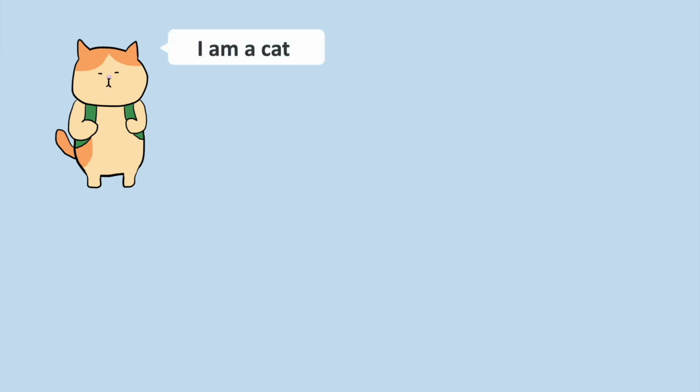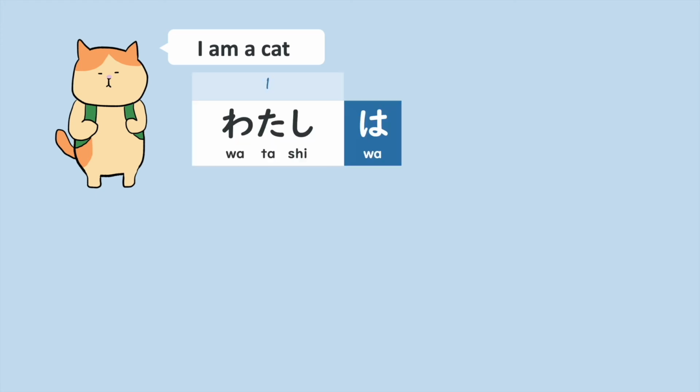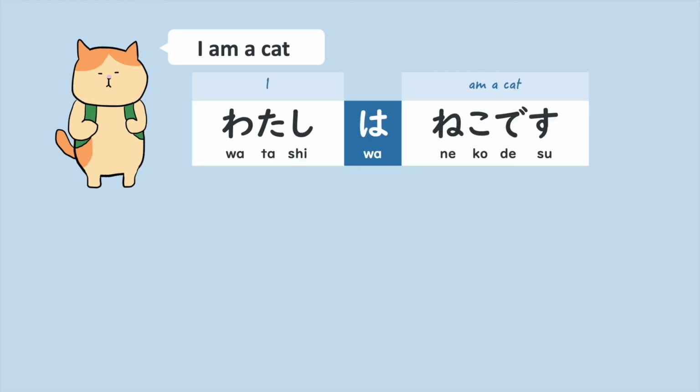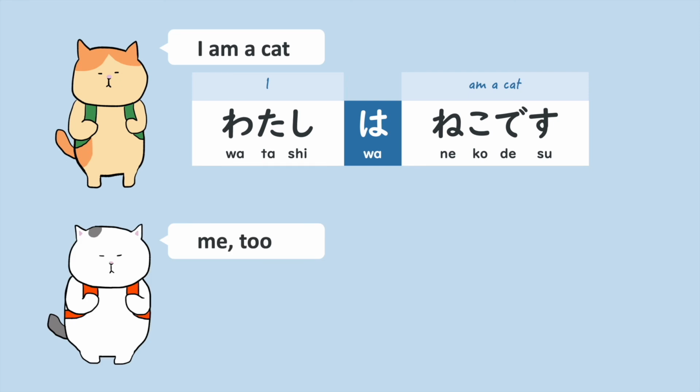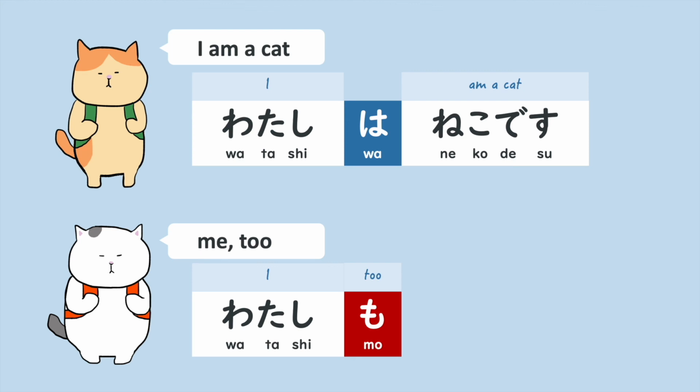Another example is, let's say Maru-san said, "I am a cat." 私は猫です。And Shiro wants to say, "me too." She can say 私もです。Which can be translated as "me too," or "so am I."